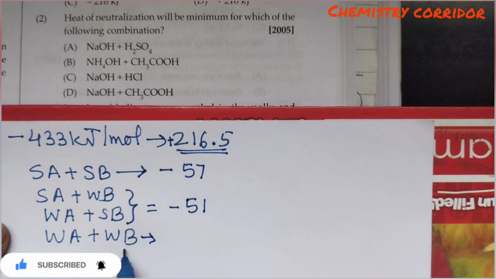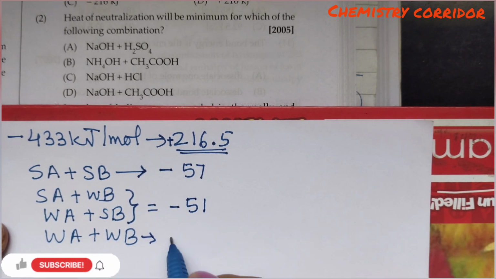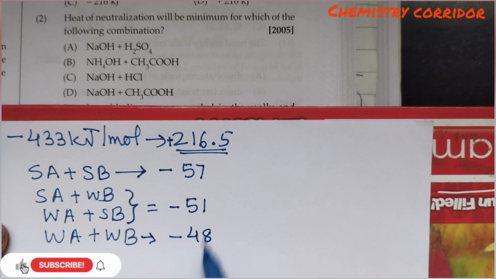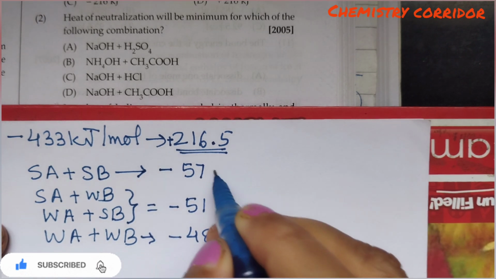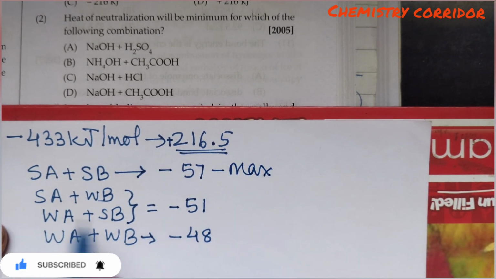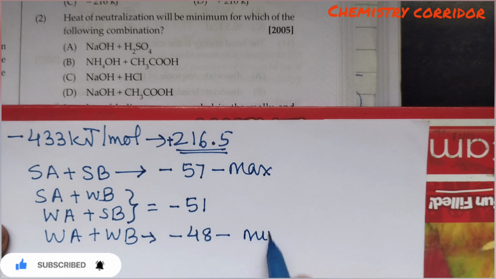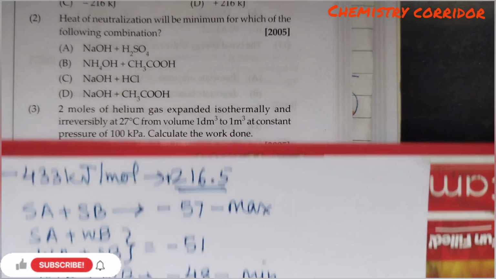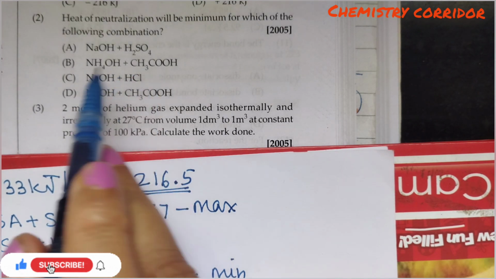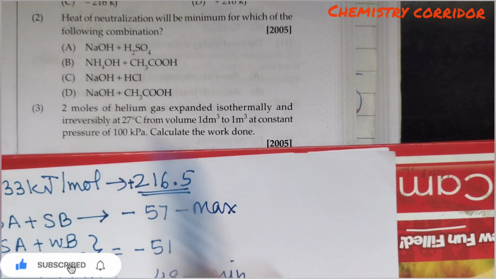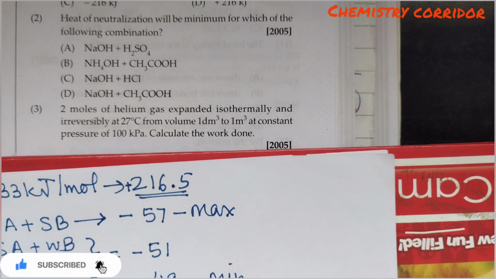Whereas for the weakest combination of weak acid and weak base, it is -48. Now here the negative sign indicates that the energy is released and it's an exothermic reaction. So it will be maximum for a strong acid and a strong base and minimum for a weak acid and a weak base. So let's find the combinations here. So if you see the combination of a weak acid and a weak base, answer here is second option. Let's see the next question.